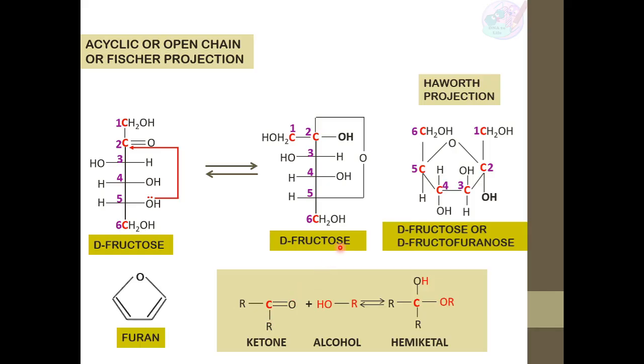So now if you see this structure, this looks very similar to this five-member ring cyclic compound, and this is known as furan. So fructose can also be named as fructofuranose. This way alpha and beta fructose are also formed because of the position of this OH group. If this OH is on the downward side, it will be alpha. If it is on the upward side, it will be beta fructose.